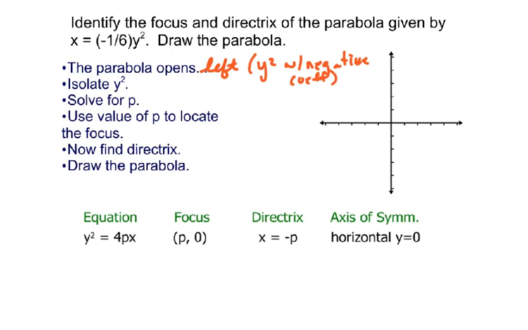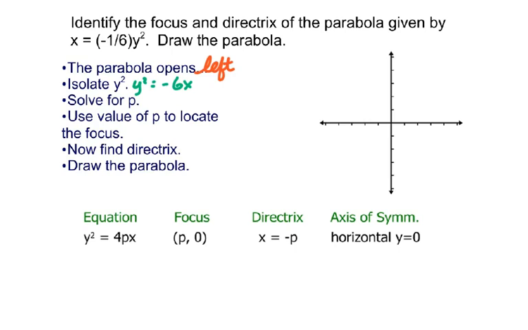Okay, so we want to isolate y squared. That just means that we are going to multiply both sides of our equation by the negative 6. That is the reciprocal of the negative 1/6. So when we isolate our equation for this second part, we get that y squared is equal to negative 6x.